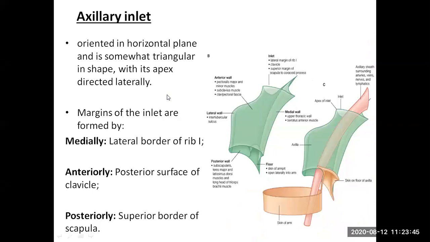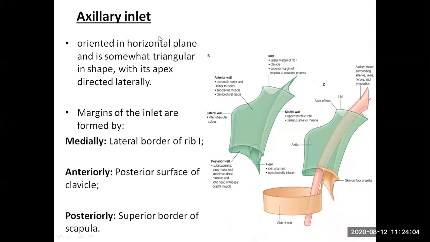If we talk about the axillary inlet, the upper one, it is triangular in shape. This is also called the cervicoaxillary canal. What is this called? Cervicoaxillary canal.